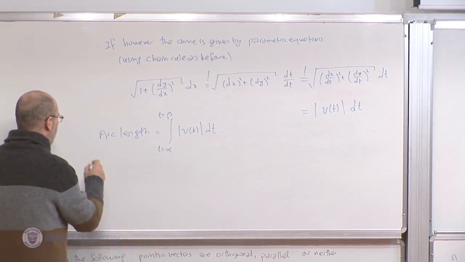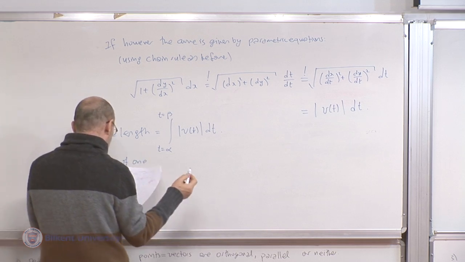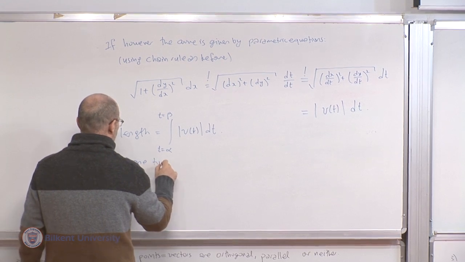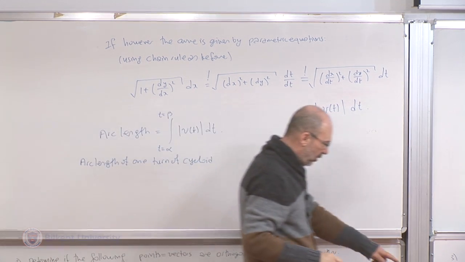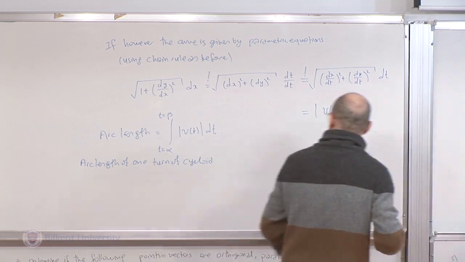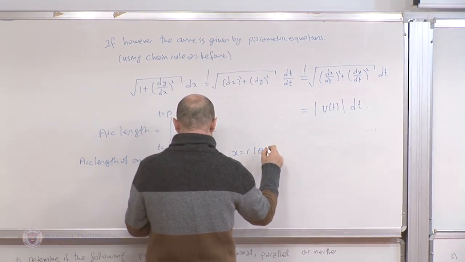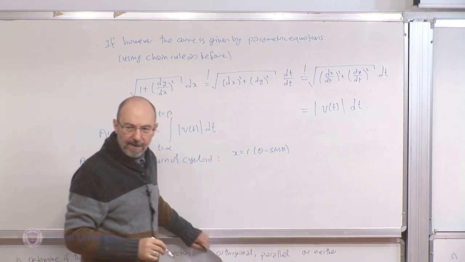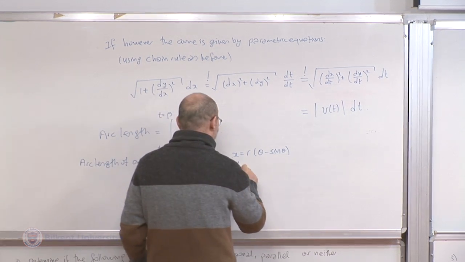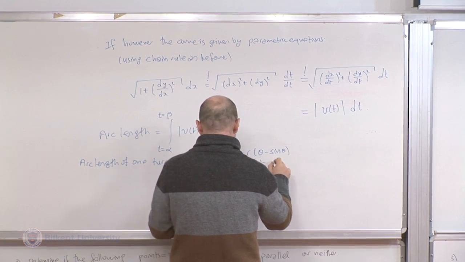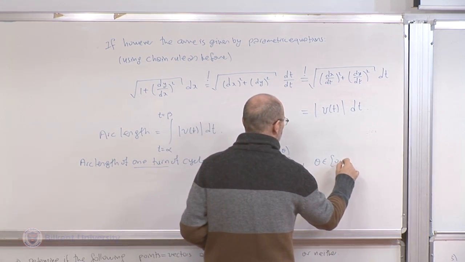Okay, so let's calculate the arc length of one turn of the cycloid. So the circle turns once. So theta starts from 0 and goes to 2 pi. Remember that x was equal to r(theta minus sine theta), and y equals r(1 minus cosine theta). One turn means that we are interested in theta from 0 to 2 pi.